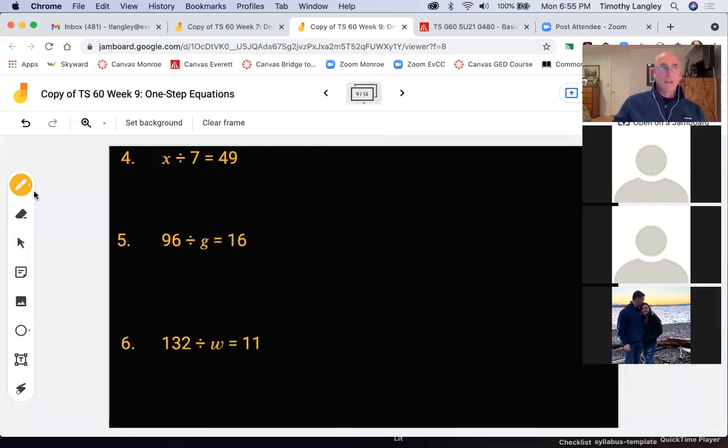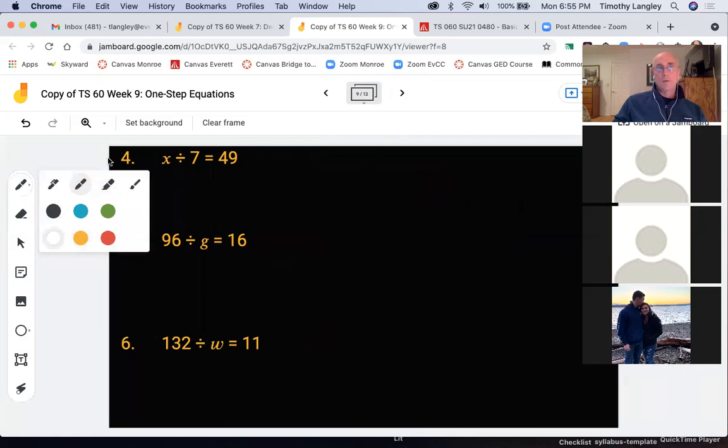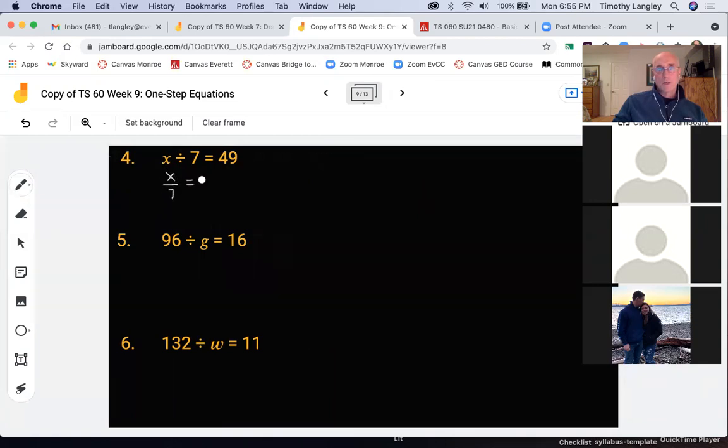X over 7, again, I'll just go ahead and write the equation. I won't do the whole thing. I'm just going to show you how I would set it up. I would go X over 7 equals 49. And then I want to get X by itself. So I'm going to multiply this side times 7, which is the opposite operation of division. This is a division thing here. The opposite is to multiply. And I'll multiply this side times 7. And that will lead me to figuring out my answer.